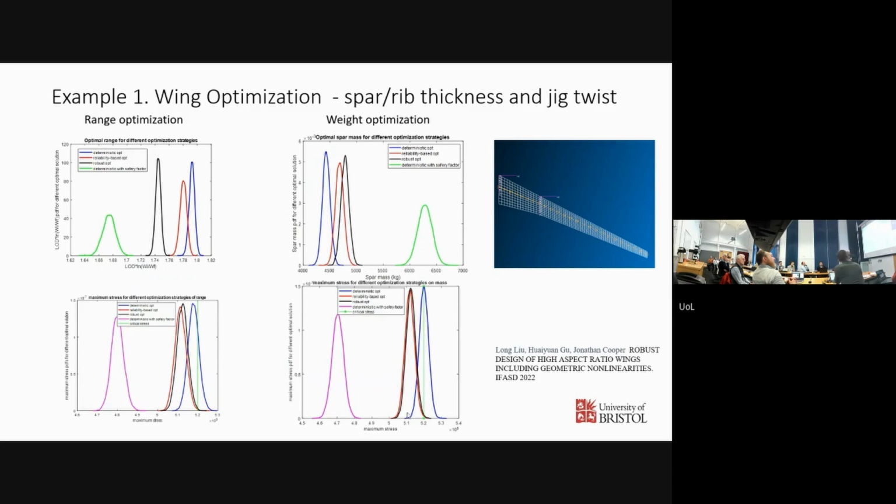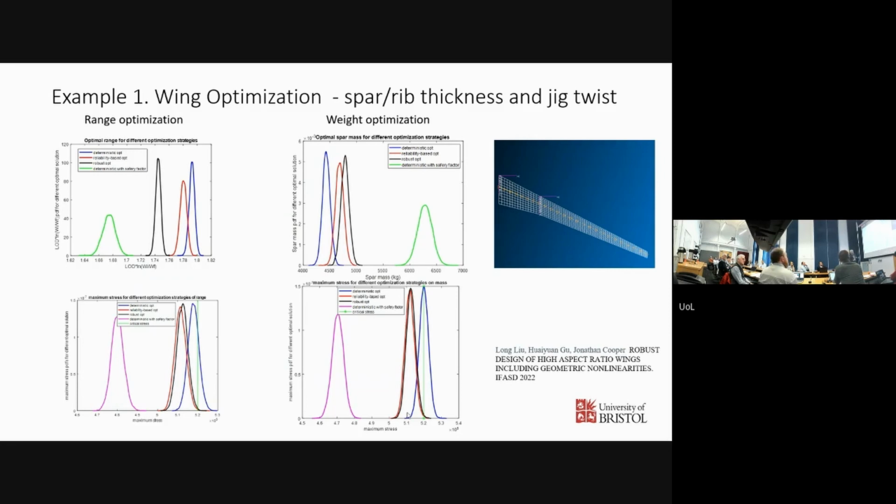The first one here is done by Long, a PhD student. And what we've got here is a representative aircraft wing. What Long was trying to do was optimize, in this case, a weight optimization and a range optimization, and our variables are some of the internal structure and also the amount of twist that we have on the wing.